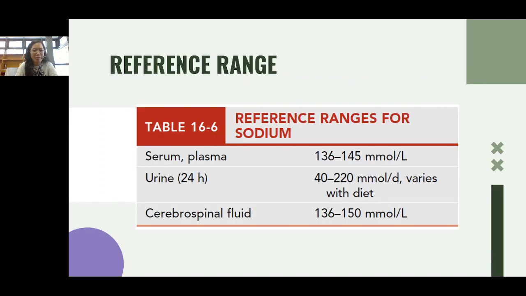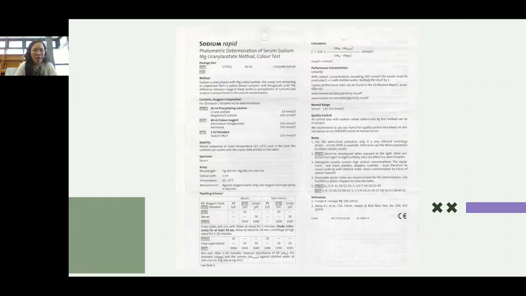So for the reference range, for serum or plasma, 136 to 145 millimoles per liter. If it is a 24-hour urine sample, you have 40 to 220 millimoles per day, which may also vary depending on diet. And then for your CSF, you have 136 to 150 millimoles per liter. Of course, you need to look at your package inserts.